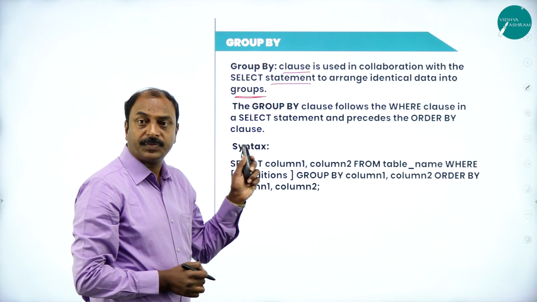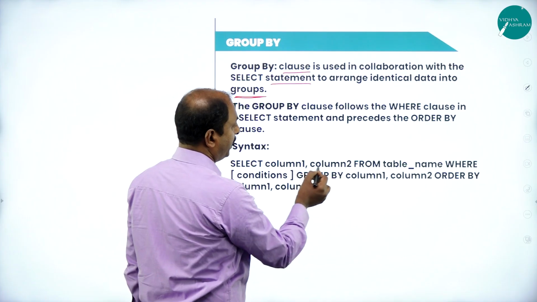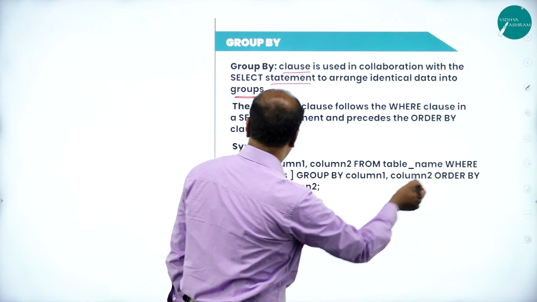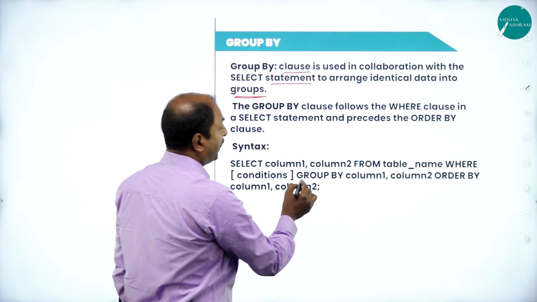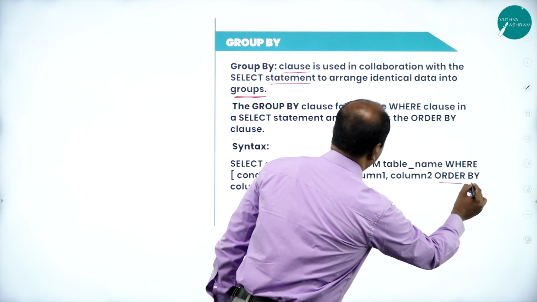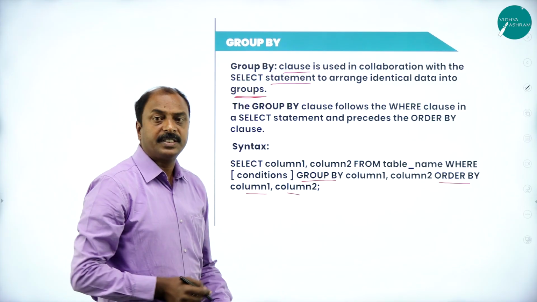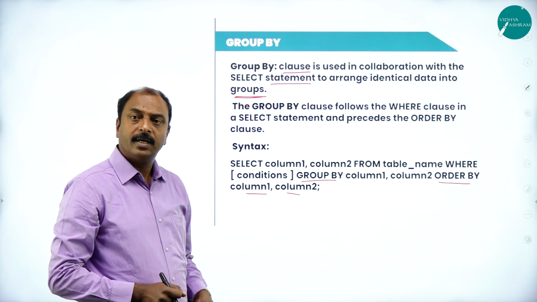Let us see the syntax of that. So here the syntax: select column 1, column 2 from table name where the condition, group by column and order by column 1 or column 2. This is the syntax of the group by clause.